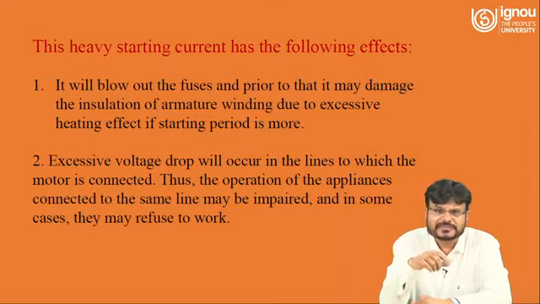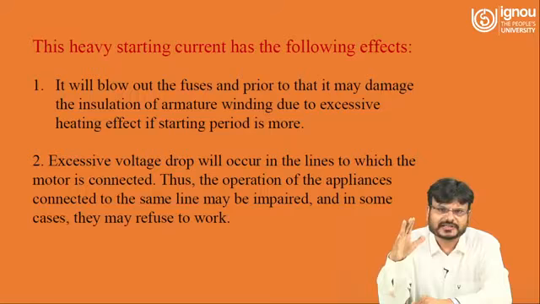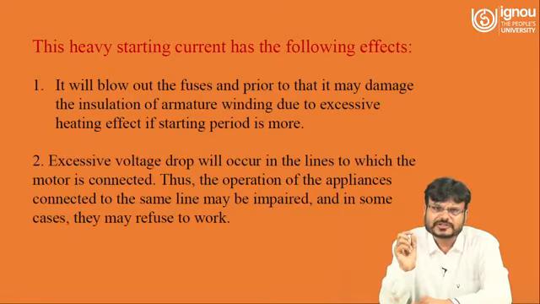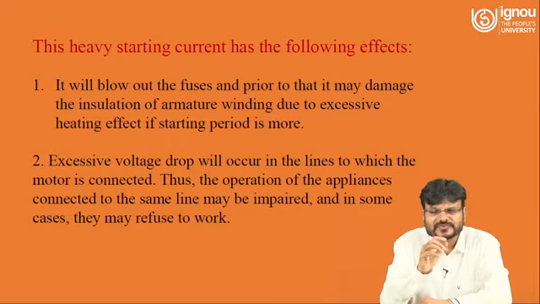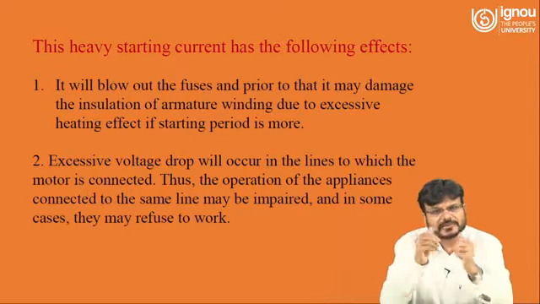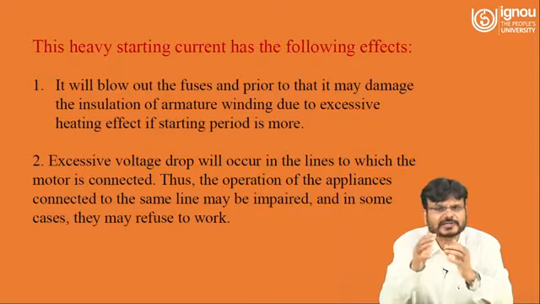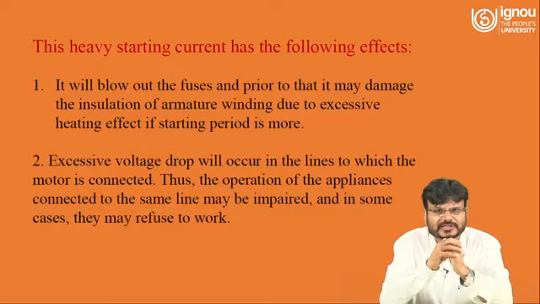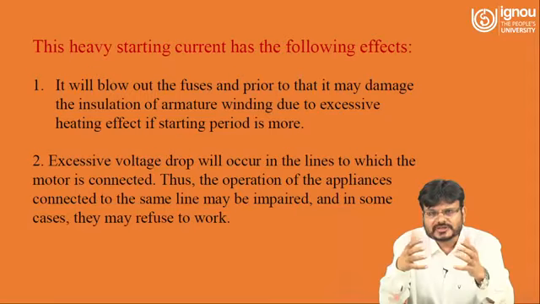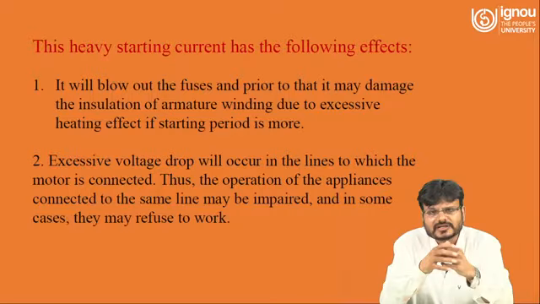Now this armature current is very high. This means armature current is very high. That means I into R is very high. So there will be a huge voltage drop. Suppose you are applying supply voltage V, or in numeric value, you are applying 230 volts. Now some voltage is required to run the DC motor, but due to this heavy current the voltage drop is more.